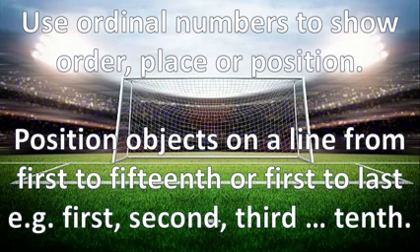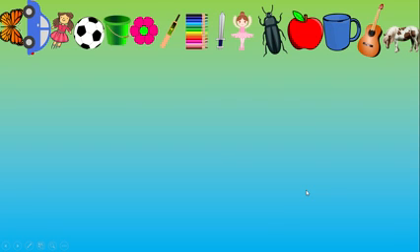The aim and goal for today's lesson is to make use of ordinal numbers to show order, place, or position. Position objects on a line from 1st to 15th or 1st to last. Example 1st, 2nd, 3rd, and so on until you get 10th, which would be the last in the line. Here we have 15 objects.